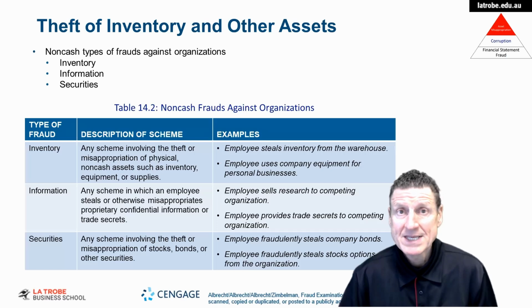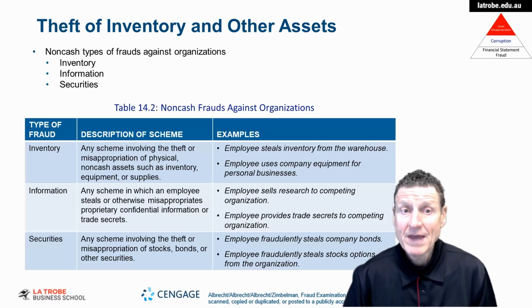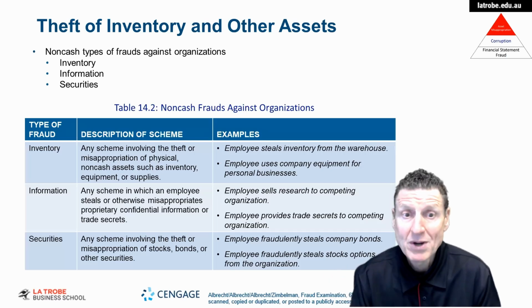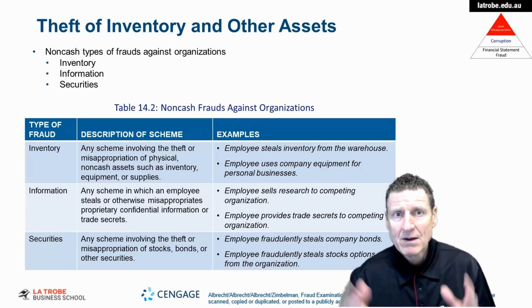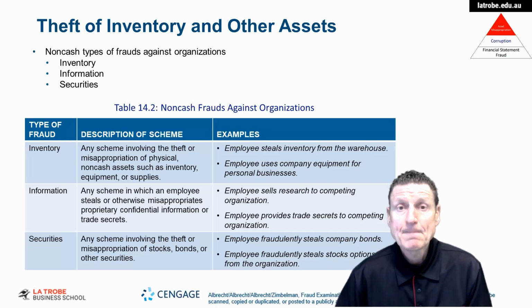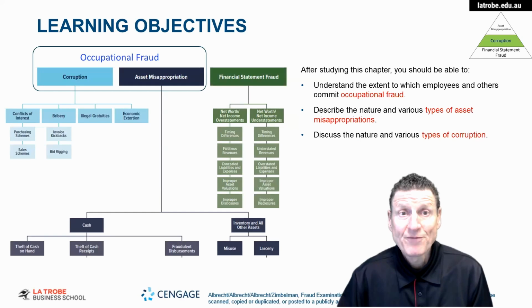Information, again, if you're in a service industry particularly, where the employee steals or otherwise misappropriates proprietary, confidential information or trade secrets. Finally, any scheme involving the theft or misappropriation of stocks, bonds, and other securities. And so that closes up what we mean by occupational fraud, where we looked at asset misappropriation. What we're going to do in the next section is look at corruption and describe some of the areas of corruption that you need to be aware of. Stay tuned and see you soon.